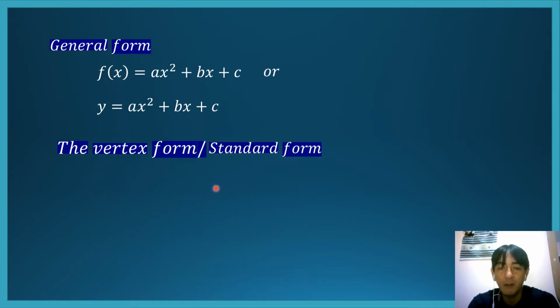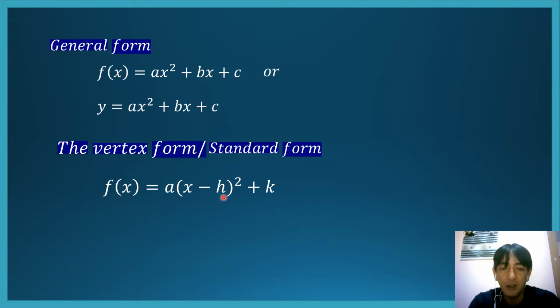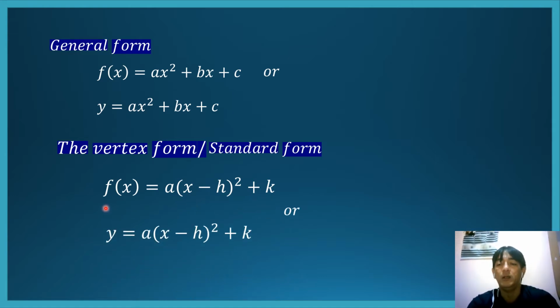So, ang vertex form naman, or yung tinatawag na standard form, okay, malilito, standard form natin dito ngayon sa quadratic function, iyon ang vertex form. Okay, so vertex form daw ay f of x equal to a times the quantity of x minus h quantity squared plus k. Or if you let f of x be equal to y, you can rewrite that as y equals to a times the quantity of x minus h quantity squared plus k.